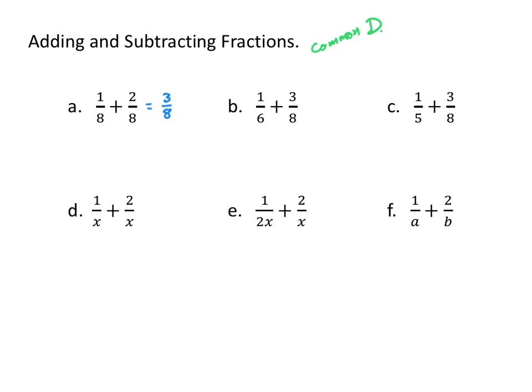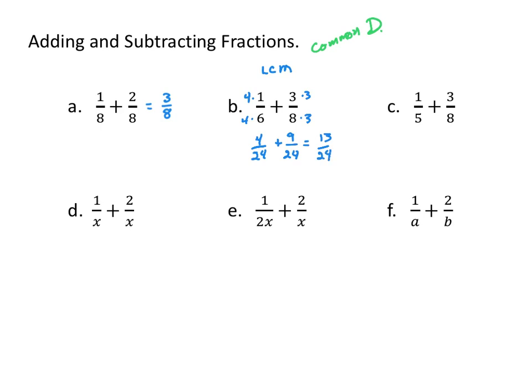When you have two denominators that are not the same, you need the least common multiple, the least common denominator. So let's use 24. We have to multiply this by something to make it 24. 4. So 4 over 24. And multiply this by something to make it 24. Let's use 3. So 9 over 24. 4 plus 9 is 13 over 24.